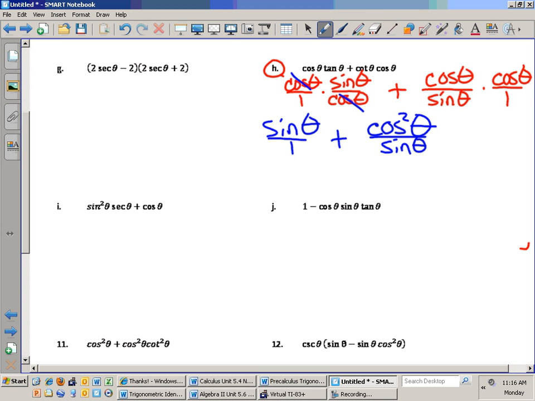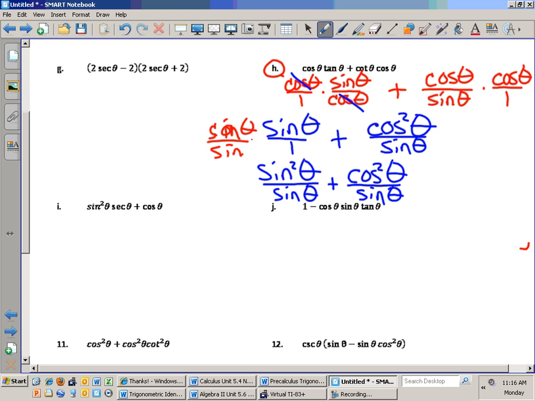Parker, you see something you want to do? Good idea. We're going to do that. We're going to find common denominators here. Multiply the tops and bottom by sine of theta. So what I did is I multiplied the top and bottom here by sine of theta. I got sine squared of theta over sine of theta plus cosine squared of theta over sine of theta.